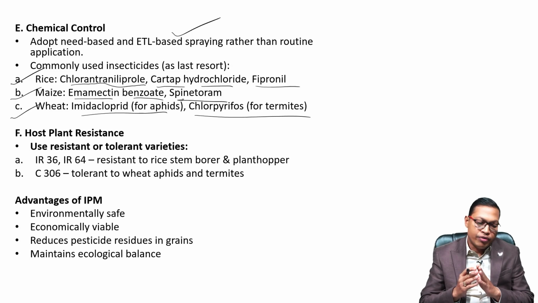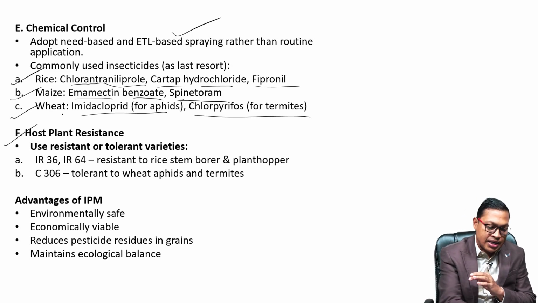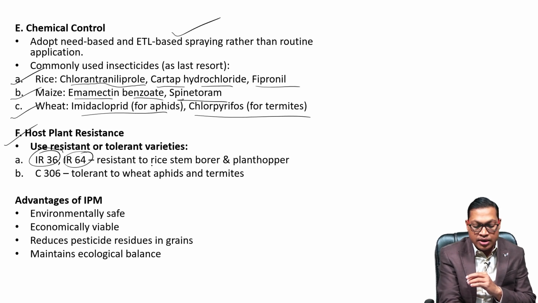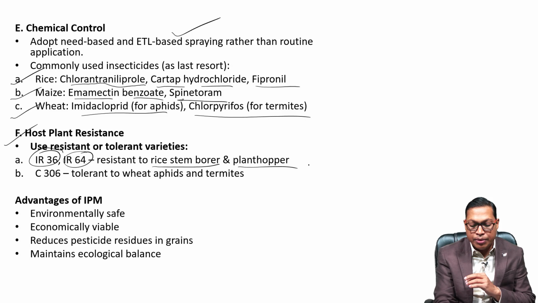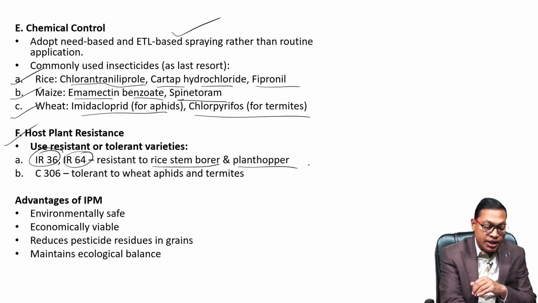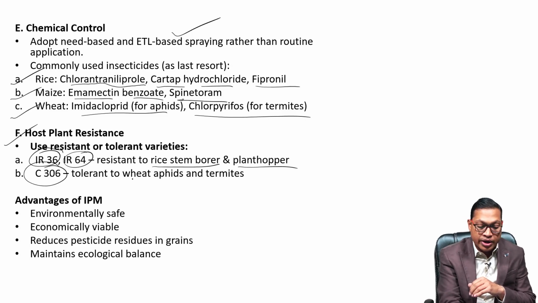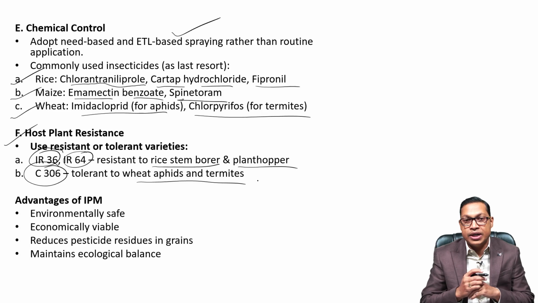So, we have to use these commonly used insecticides for managing different types of insect pests. Then we will go for host plant resistance. So, we will use some varieties like IR36, IR64 which are resistant to rice stem borer and plant hoppers. Then C306 tolerant to wheat aphids and termites. So, these are the different crop resistant varieties which are able to tolerate the attack of those insect pests.